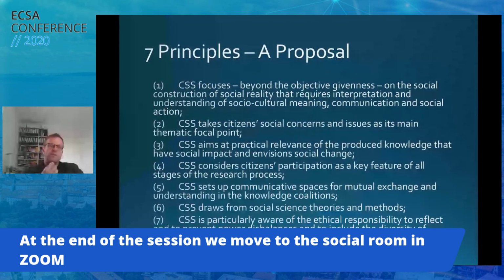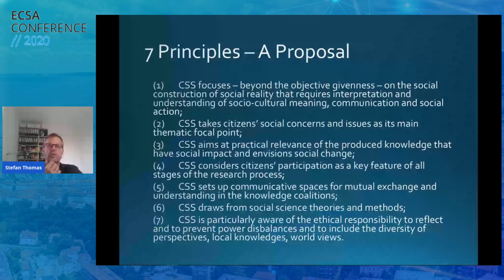As a consequence of this argumentation, we want to propose 7 principles to clarify and concretize the ambitions of citizen social science. First, citizen social science focuses, beyond the objective givenness, on the social construction of social reality, which requires interpretation and understanding of social cultural meaning, communication, and social action. And for this, I already gave arguments before.